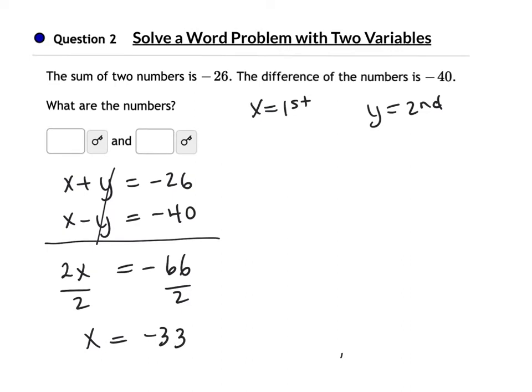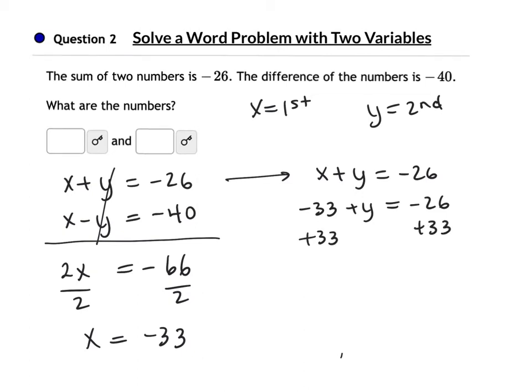Use one of these equations. I'm going to use the first one. X plus y equals -26. And I'll plug in that -33 for x. To get y by itself, I add 33 to both sides. -26 plus 33 is 7.